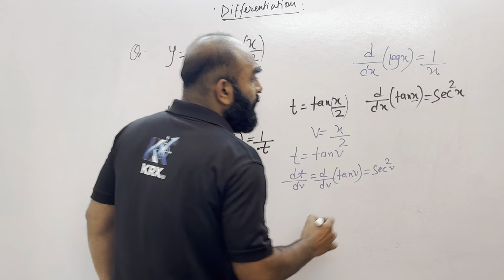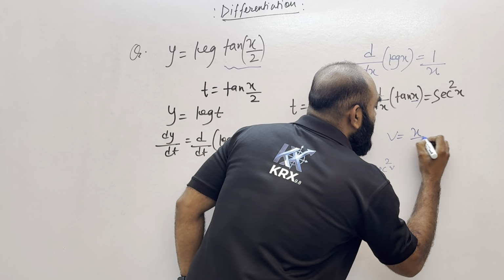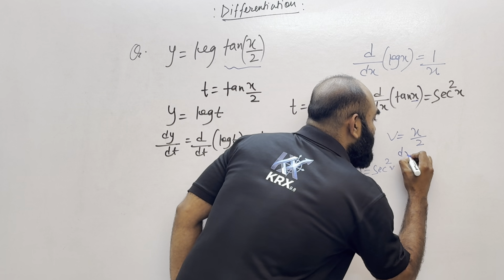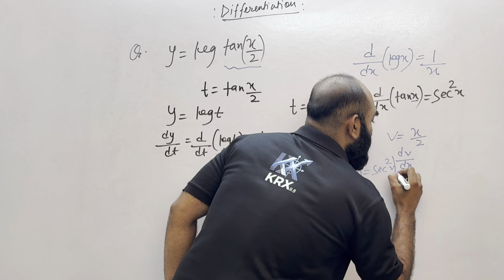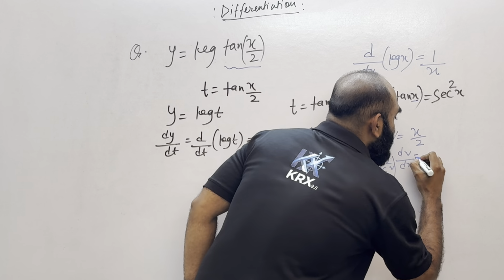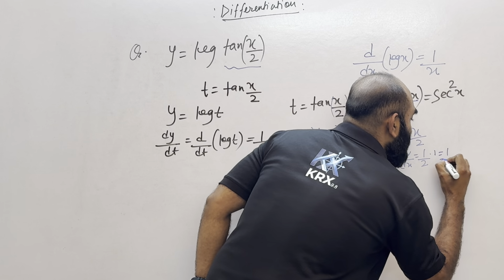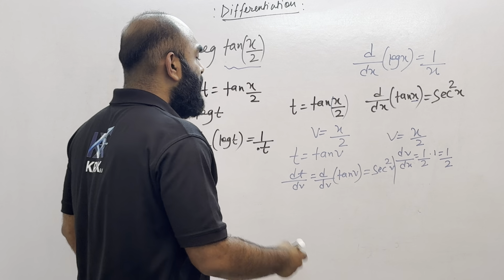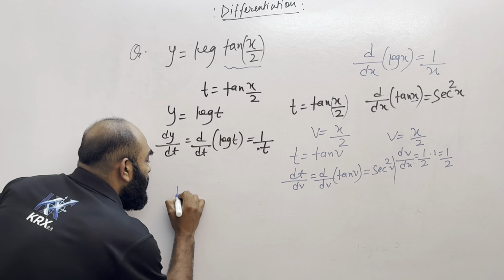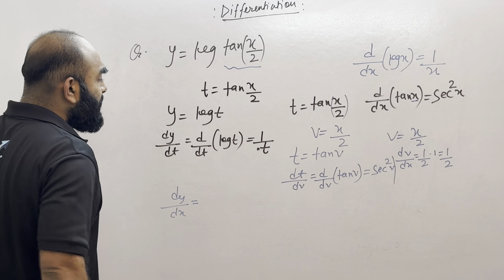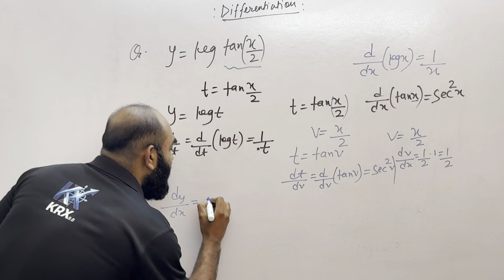Now what is your v? Sir, v is equal to x by 2. So v is a function of x. So I will write dv by dx. dv by dx is what? Sir, you can take 1 by 2 outside, and x differentiation with respect to x is 1. So that is 1 by 2. Now just arrange everything. dy by dx. Tell me how much? dy by dx is, sir, dy by dt, that is 1 by t.